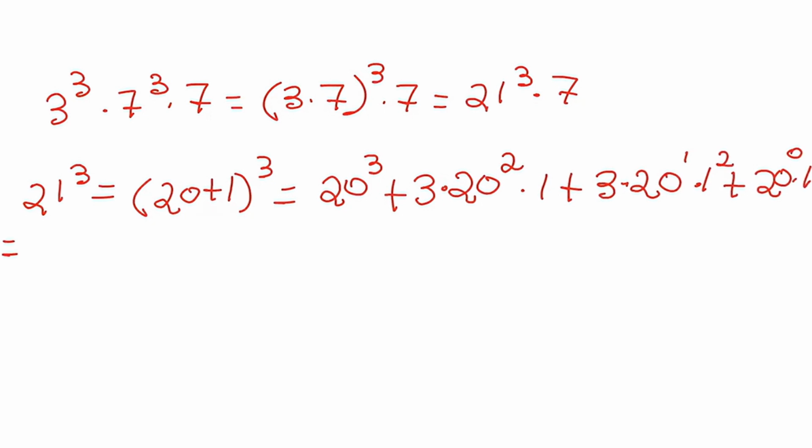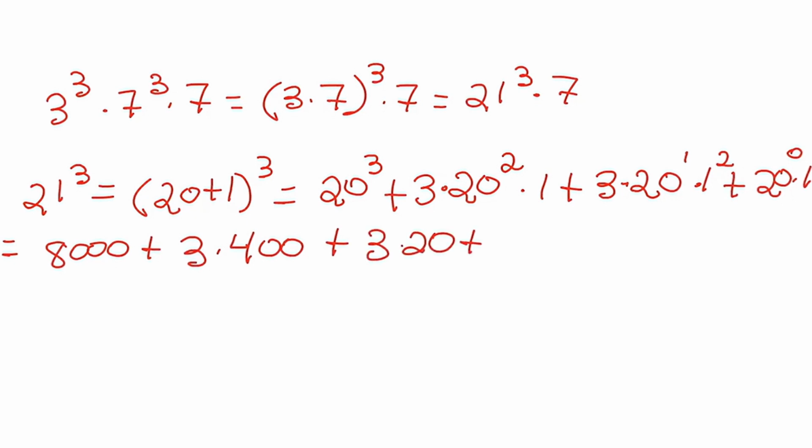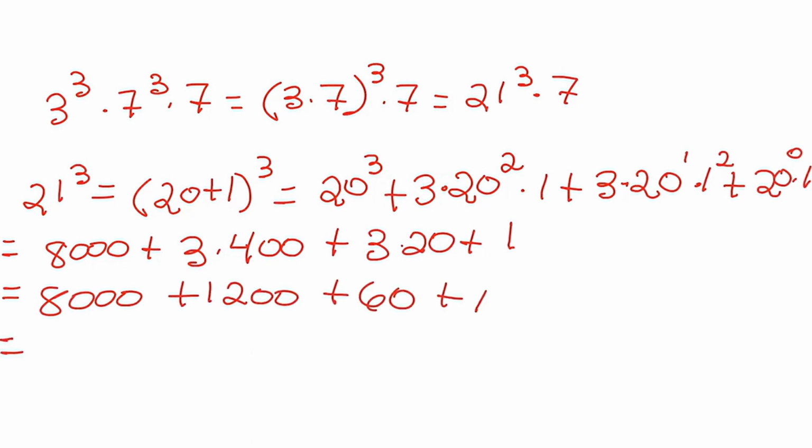Since 2 cubed is 8, and we have 1 extra 0 there, 20 cubed is 8,000. Since 2 squared is 4, and we have that 1 extra 0, that's going to be 3 times 400 for that second term. Just multiplying by the 1 won't change anything. Similarly, multiplying by 1 squared, that's still 1. 20 to the 1st is still 20. So 3 times 20. 20 to the 0 is 1. 1 cubed is 1. Multiplying those together, we just have 1. So 8,000 plus 1,200 plus 60 plus 1 is going to give us 9,261. That's just the 21 cubed part.